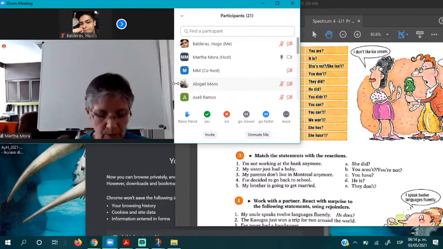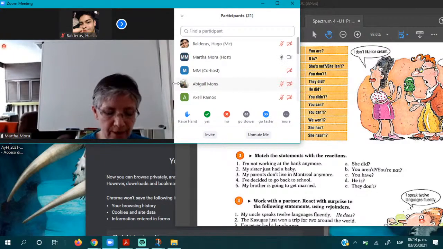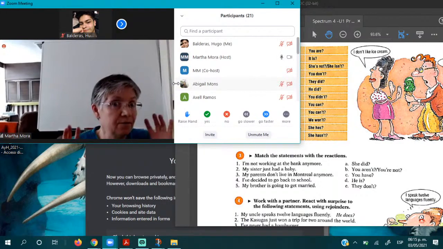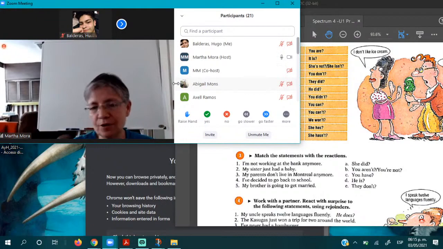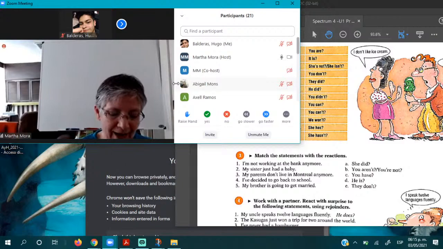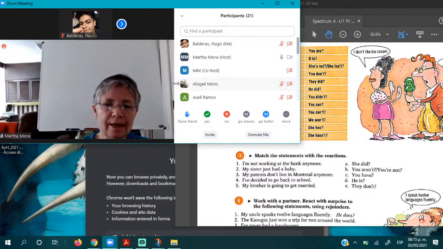Okay. So now in exercise 3, you have to find the right completion, the right reaction. You have 5 sentences, 5 surprising sentences, and you have to find them. You don't need to write, you don't need to match. You are going to practice this orally. Okay? You don't need more than 2 minutes for this. So go ahead.